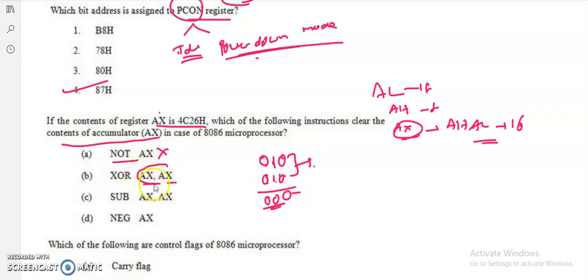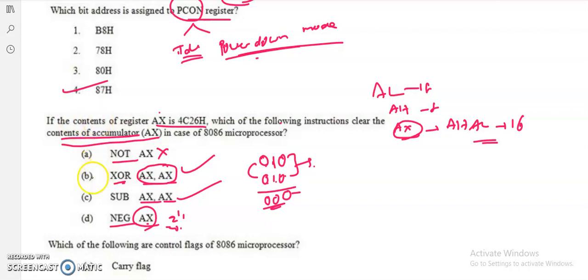So in this case, XOR AX, AX is performed, so definitely the contents of the accumulator will be 0, or cleared. So it is one correct option. Coming to the subtraction, subtracting AX from AX, again if we subtract the two same things, the result becomes 0. So it is also the same thing. And NEG represents the 2's complement, so the 2's complement will not become equal to 0.